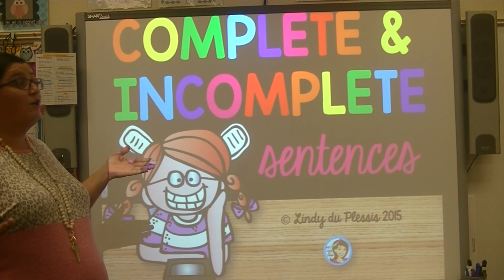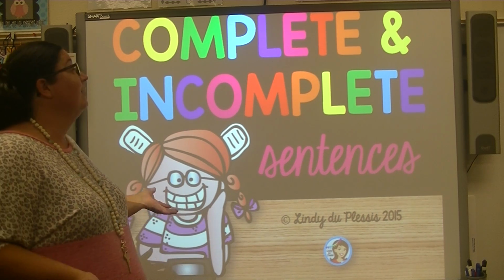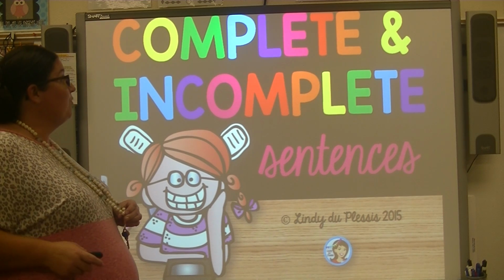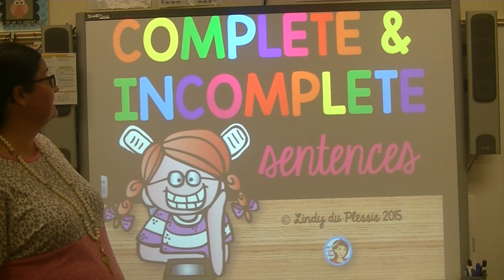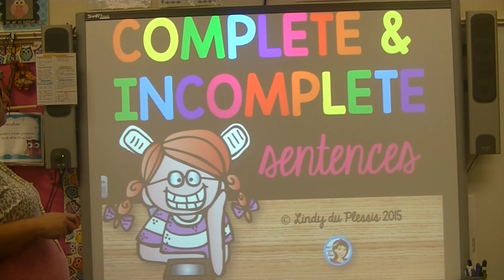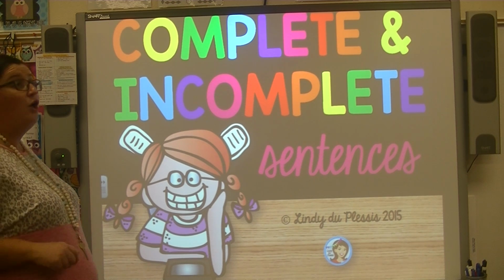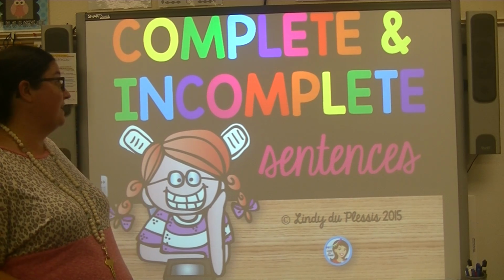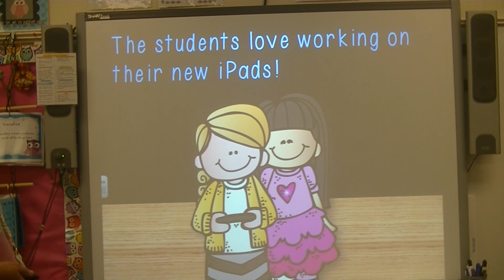But then we know that our sentence must make what? Yes, it must make sense. So now we're going to move on to making sure our sentence makes sense. We're still going to be talking about complete and incomplete sentences, but we're going to work a little more on making sure our sentence makes sense. So let's look.